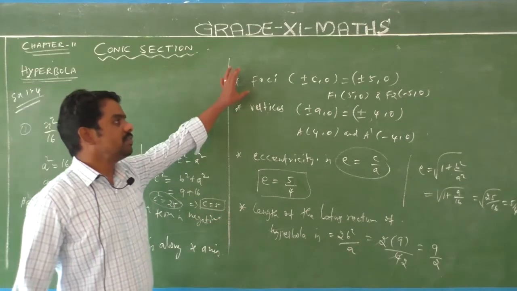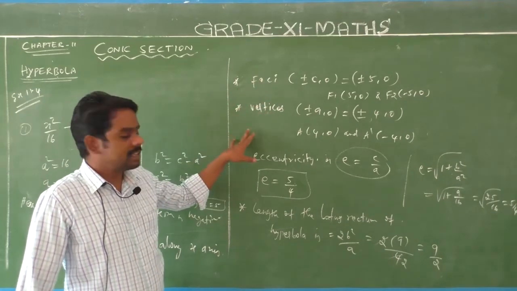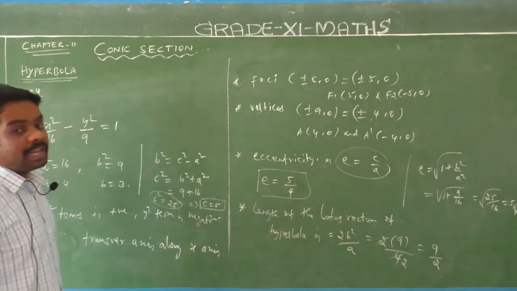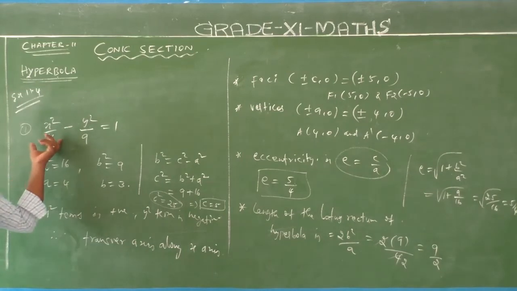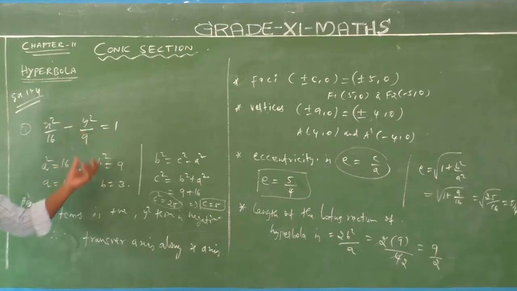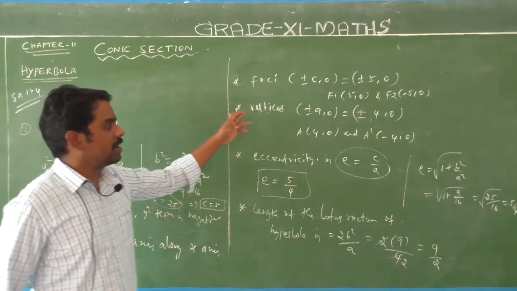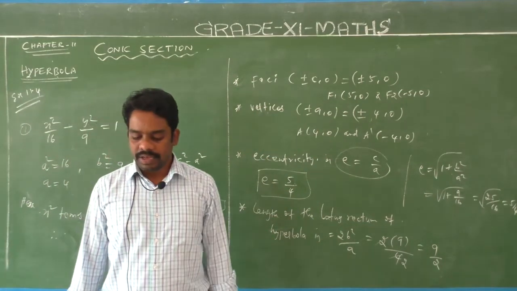Okay, the foci are plus or minus 5 comma 0 and vertices plus or minus 4 comma 0, eccentricity 5 by 4 and length of latus rectum of the given hyperbola is 9 by 2. Here the x squared coefficient is positive and the y squared coefficient is negative. So this equation has transverse axis x axis and conjugate axis y axis. Therefore, the foci formula is plus or minus c comma 0 and vertices formula plus or minus a comma 0. Very simple question.